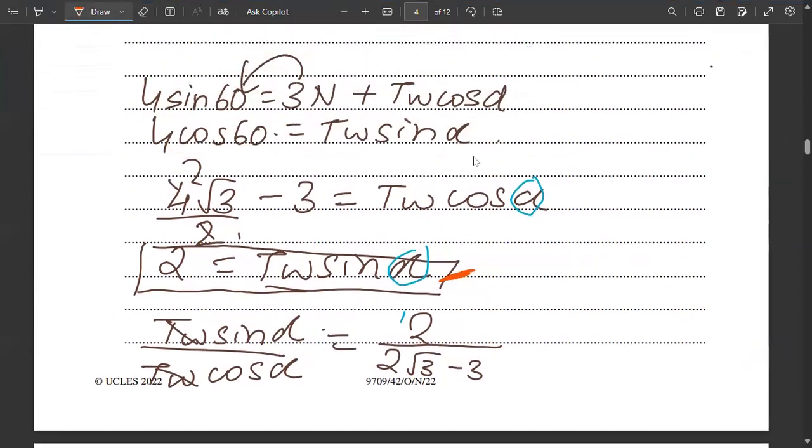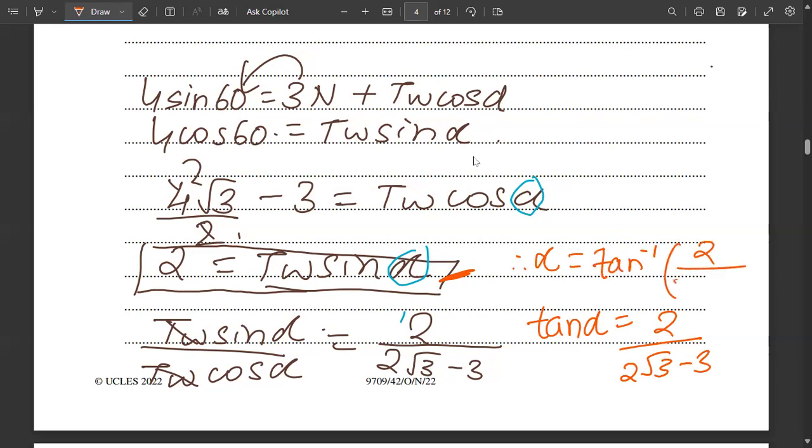Now that we have sine alpha upon cos alpha is 2 upon 2 root 3 minus 3, we can write sine alpha upon cos alpha as tan alpha. So tan alpha will be equal to 2 upon 2 root 3 minus 3. And then we can rearrange the equation for alpha. That will be alpha is equal to tan inverse of 2 upon 2 root 3 minus 3.